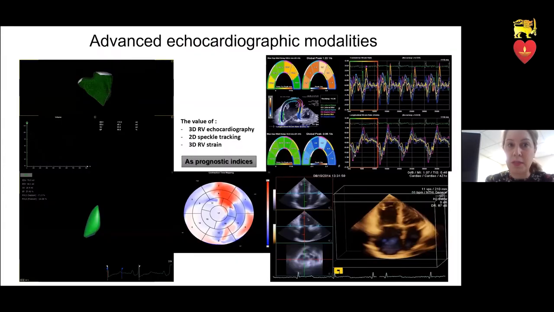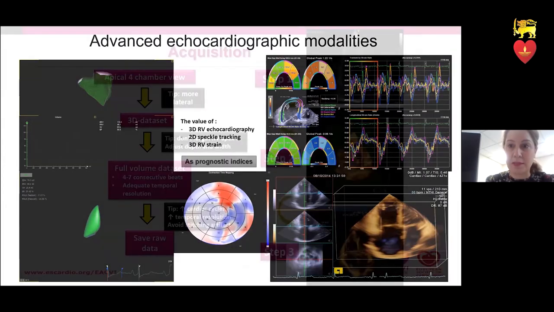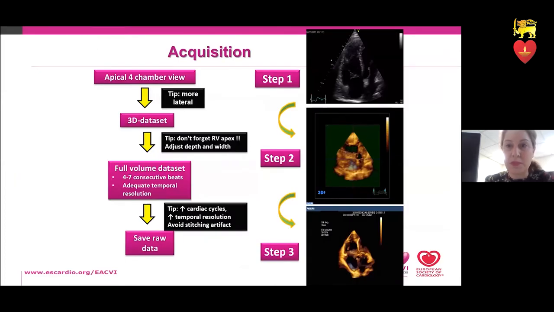I will move to the advanced echocardiographic modalities. And one of the first steps that we did to assess right ventricular volumes was to use 3D. I've been using 3D since 2006, when we did the first studies with the first ever machine of Philips, I remember. And I did also my PhD with 3D on the right heart compared to the MRI.